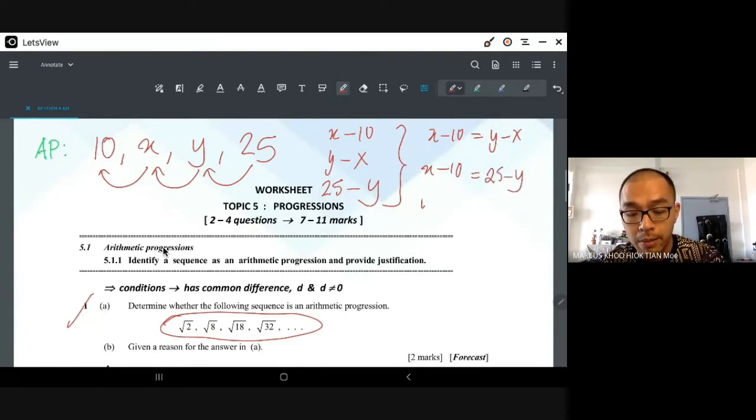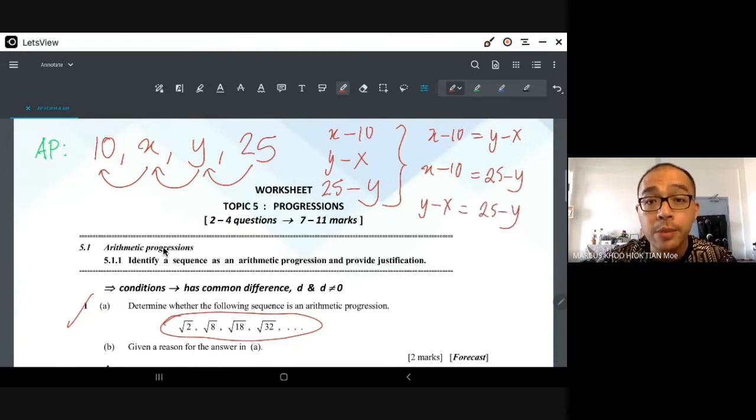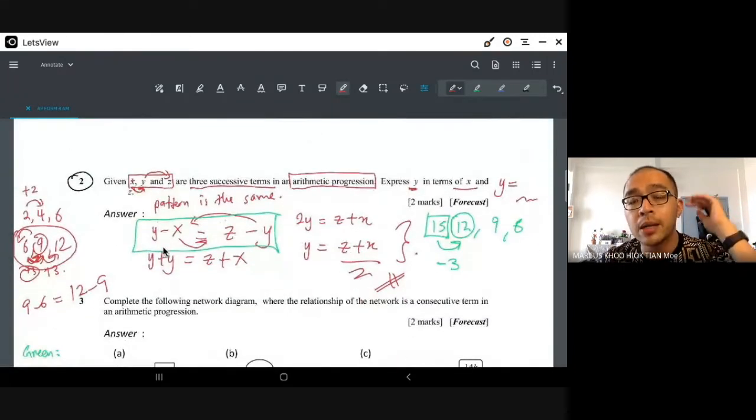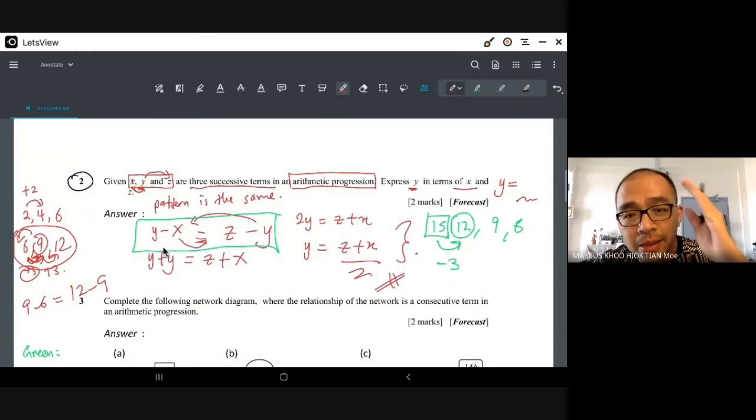Or y minus x equals 25 minus y. Doesn't matter, but we know the pattern is the same. And then from there, actually, we can find the value of x and y. But I need you to understand the first important thing: whether it gives letters, numbers, or pictures, the step is still the same. Arithmetic progression, the pattern is the same.